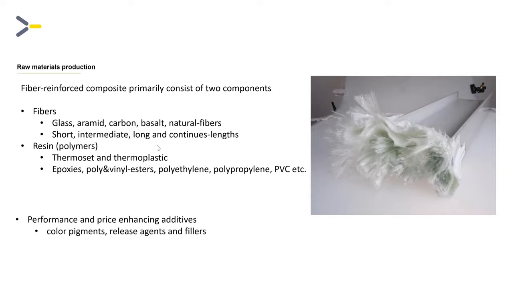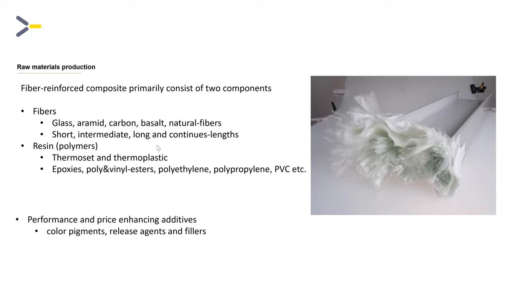For the fibers, there are a lot of different fibers to choose from, but the most used fibers in the composite industry are glass fibers, aramid fibers, and also, very lately, carbon fibers. You also have basalt fibers, and something very new and upcoming are natural fibers, but more on them later on. The fibers can also have different lengths. They can be short fibers from a few millimeters to a few centimeters, intermediate fibers, long fibers, and what we use in the pultrusion process, called continuous fibers. So endless fibers, very, very long fibers.